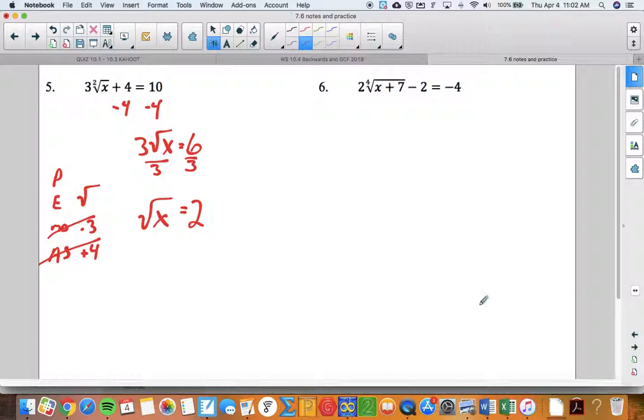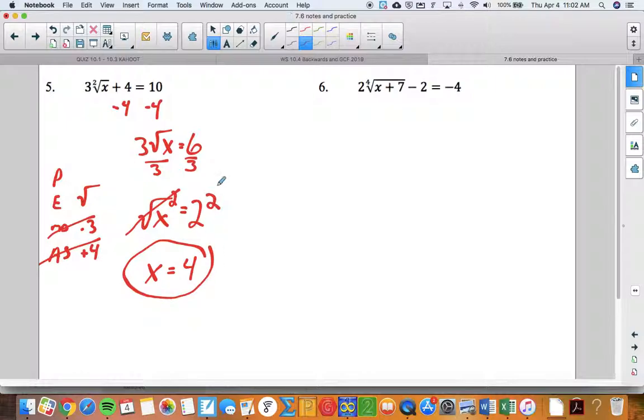And then next, the square root of x, I undo the square root by squaring. What I do to one side again, I always do to the other. Squaring and square rooting undo each other, so I'm just left with x. X equals whatever 2 squared is, which is 4.